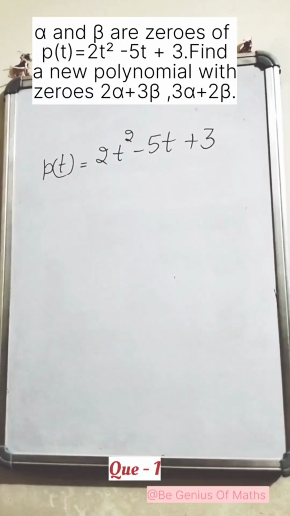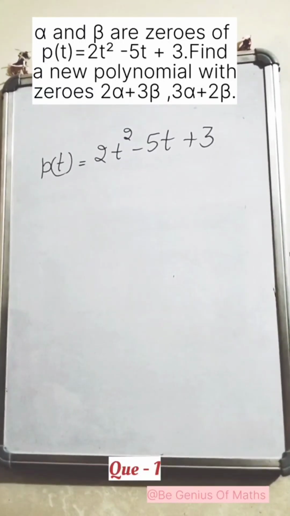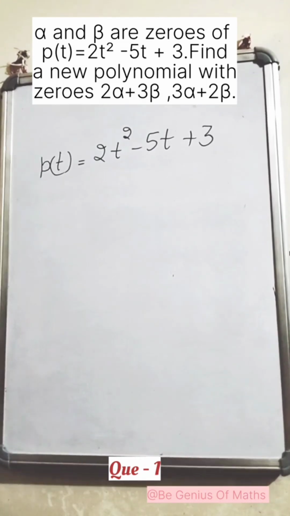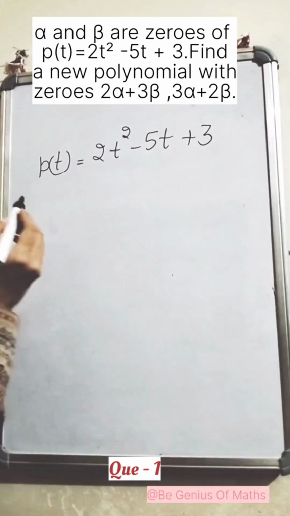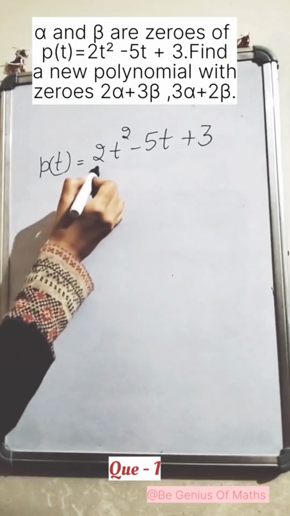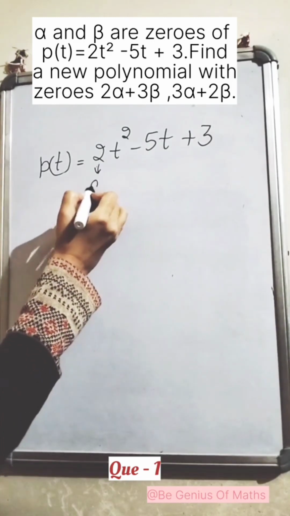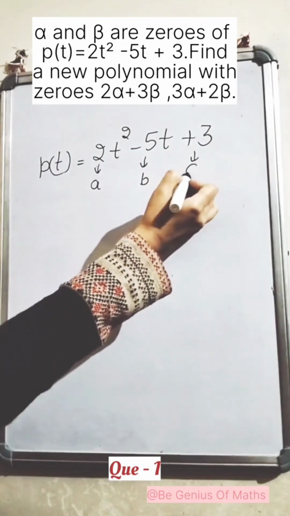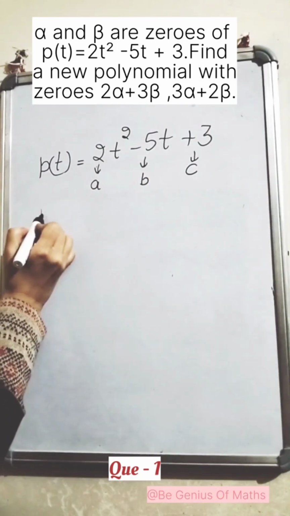Alpha and beta are the zeros of the given polynomial. The polynomial is in t. We are to find a new polynomial with new zeros 2α plus 3β and 3α plus 2β. For this, first of all, we are to find the new sum and new product. Here a is the coefficient of t square, the value of a is 2, b is -5 and c is the constant term, plus 3.